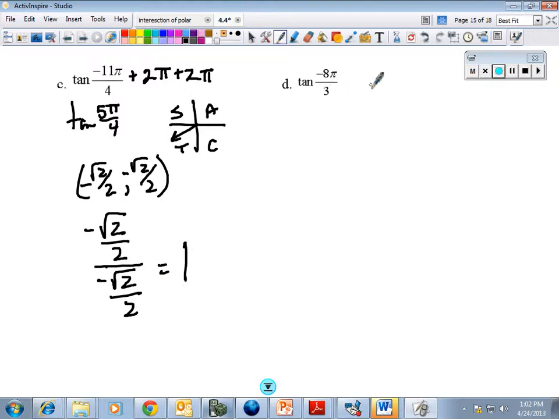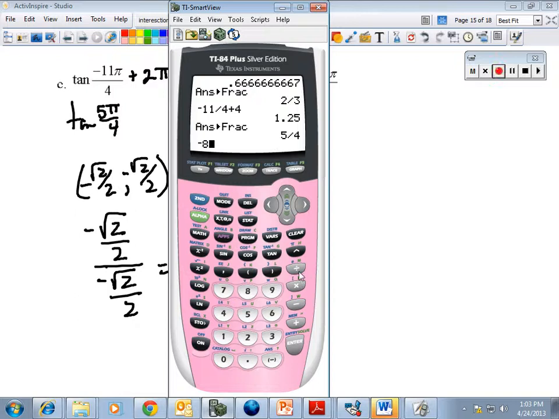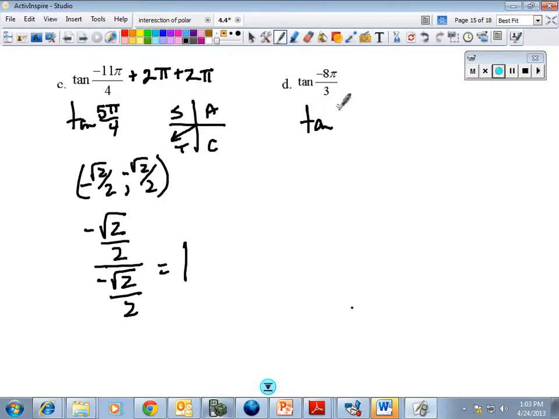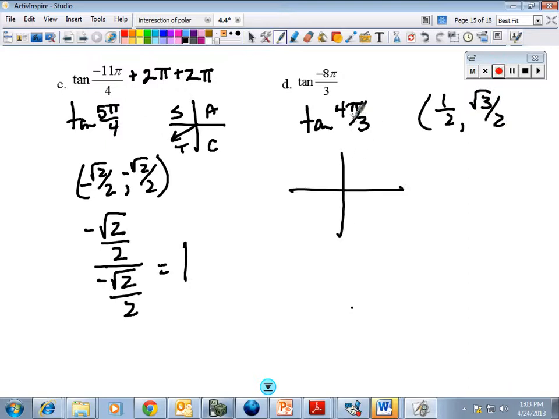8 pi over 3, not on my circle, so negative 8 thirds. I'm going to add 2 pi. I'm going to add 2 pi again. Math enter, enter. So that's 4 pi over 3. So I'm really looking for tan of 4 pi over 3. If you look at the pi over 3 angle, it'll be your ring finger, the associated point is 1/2, square root of 3 over 2. We just need to figure out where is 4 pi over 3. Well, this is 3 pi over 3, so 4 pi over 3 would be in the third. Tan is positive in the third, so it's going to be the square root of 3 over 2 over 1/2, so it's going to be the square root of 3, because the 2's cancel.